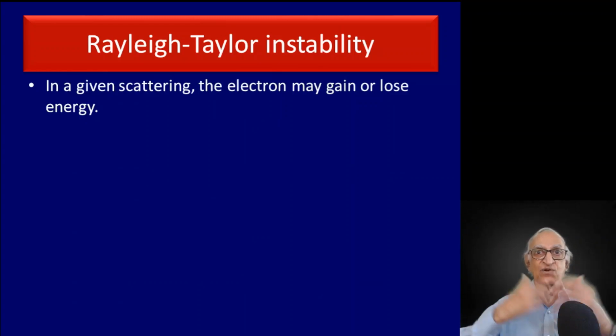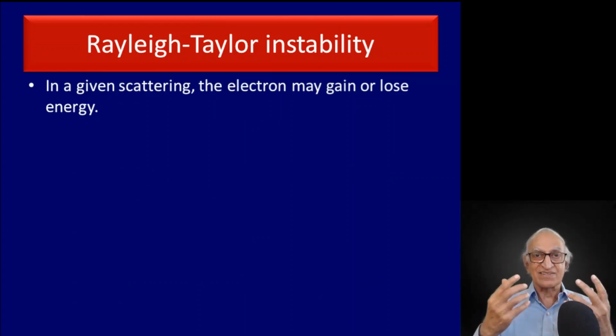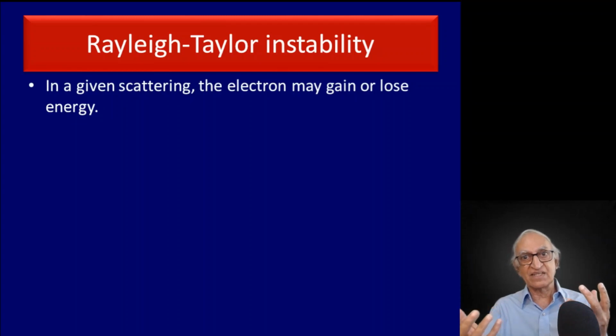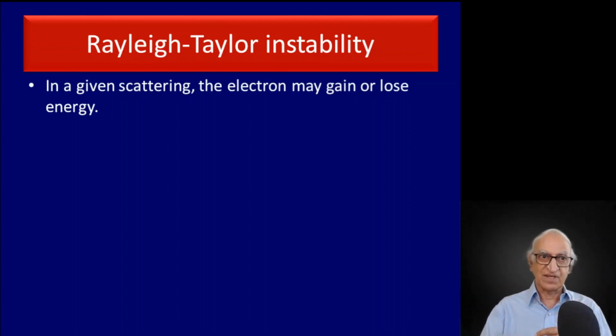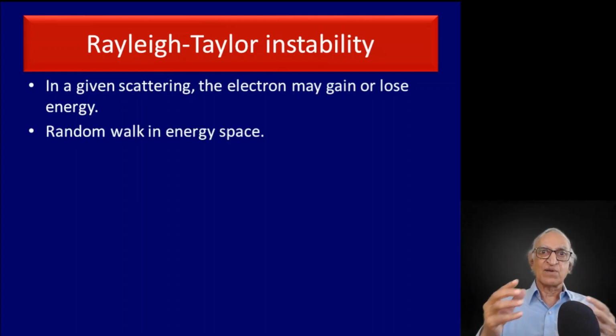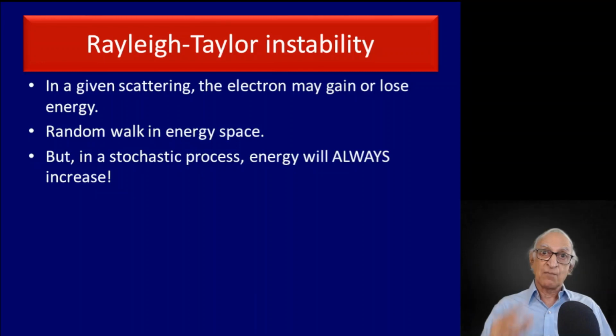Now, electrons scatter off magnetic fields. In any given scattering of an electron in a magnetic cell, it may gain energy or it may lose energy. Therefore, there will be a random walk in energy. Energy increases in some collisions, energy decreases in some collisions. But in a stochastic process, Fermi showed, energy will always increase.